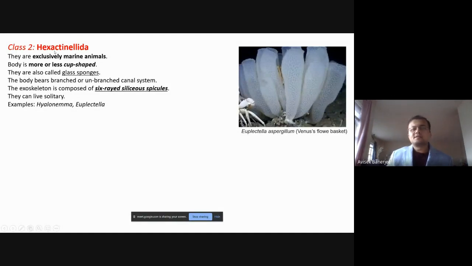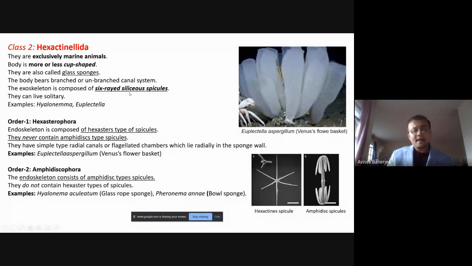Again, from the name, it's very easy to remember that these have 6-rayed spicules, but remember these are not calcareous anymore, these are siliceous spicules. They have 2 orders. One is Hexasterophora and the other one is Amphidiscophora. Again, this class is very easy to remember.